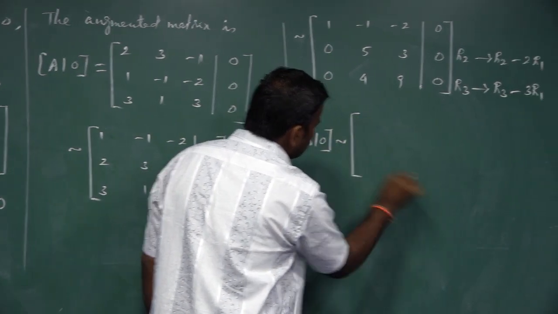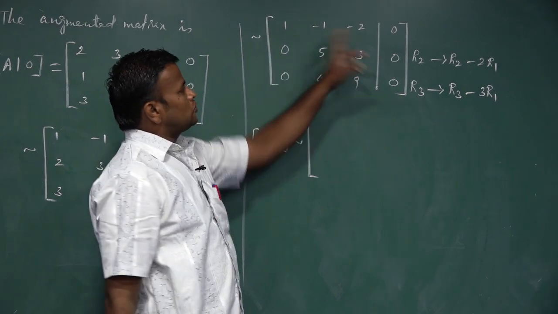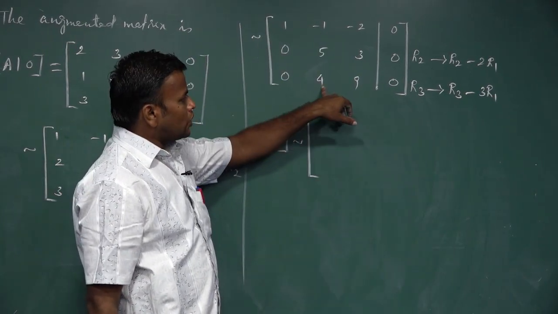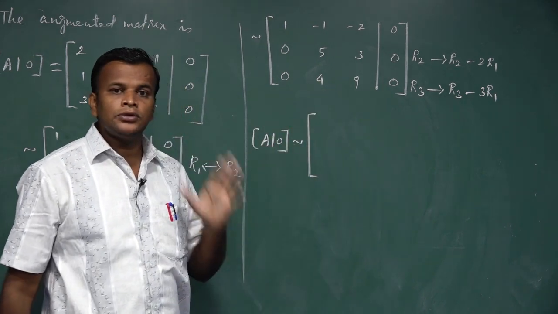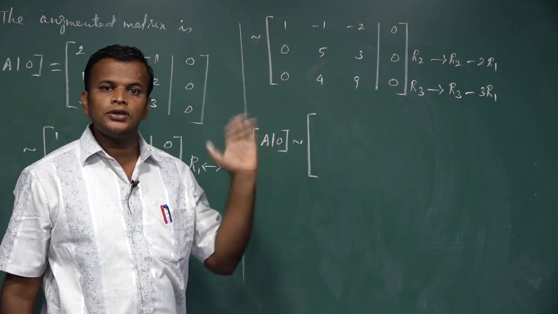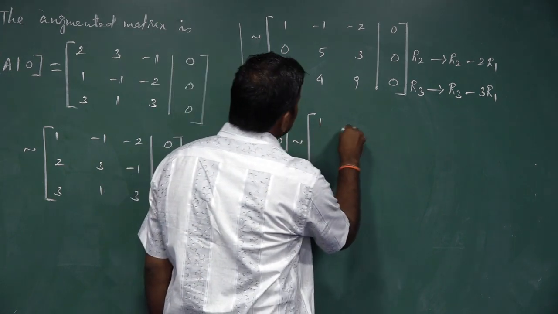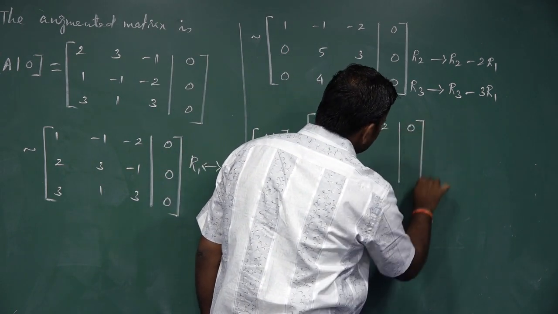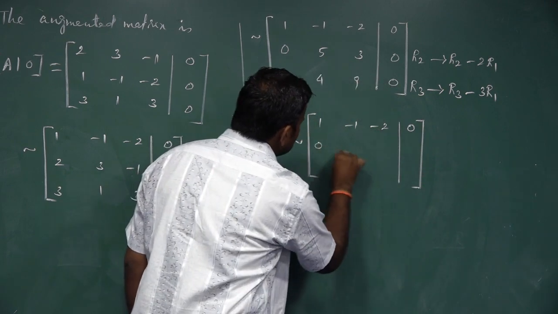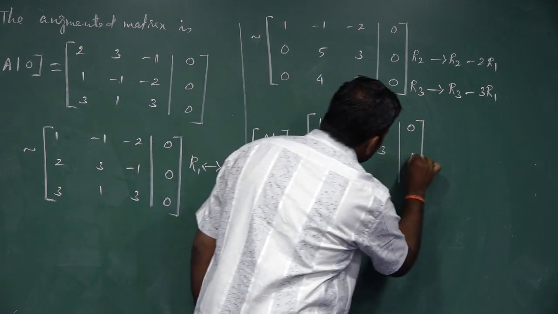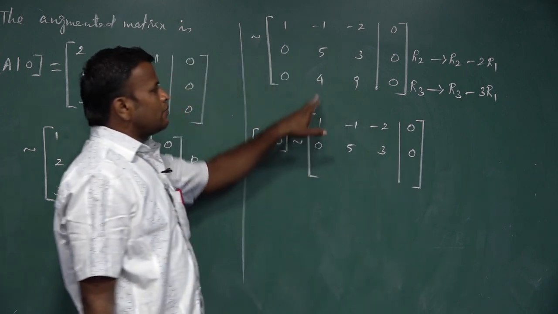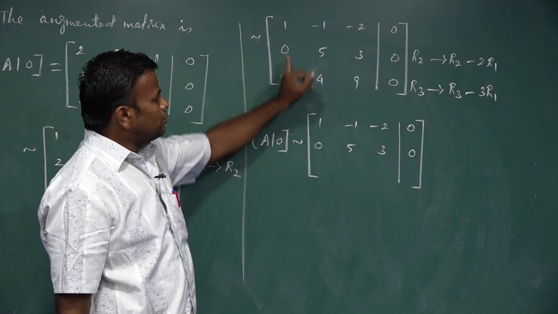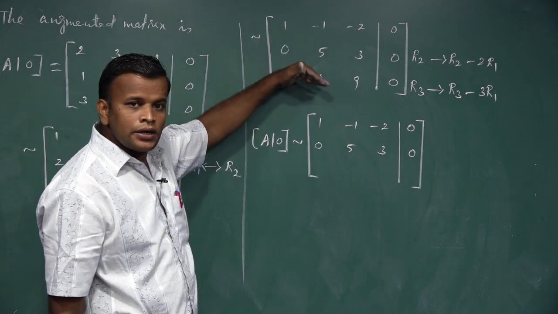So first row, second row is no problem. Our next aim is to convert that element also to 0. So no change in the first row, second row. First row: 1, minus 1, minus 2, 0. Second row: 0, 5, 3, 0. Our aim is to convert that element to 0. To change these two elements to 0, we consider only R2 and R3.